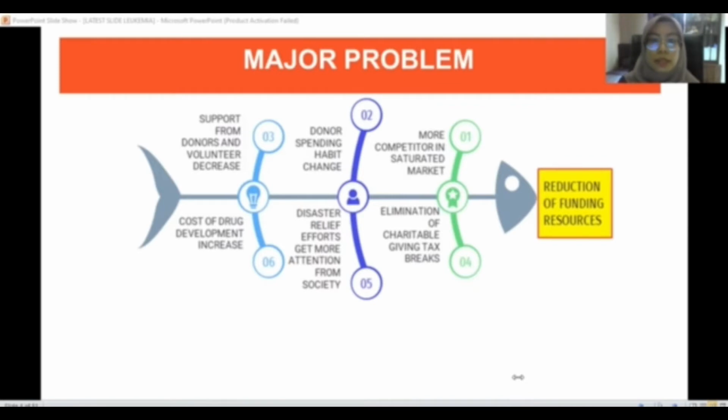Next, the increased support from the community to disaster relief efforts caused LLS to lose their potential donors. It is because people prefer to donate to NGOs that deal with disaster relief compared to NGOs in the medical field. Moreover, the increased cost of drugs makes the cost of research in the medical field high. This situation affected the operation of LLS because this NGO was facing financial problems.